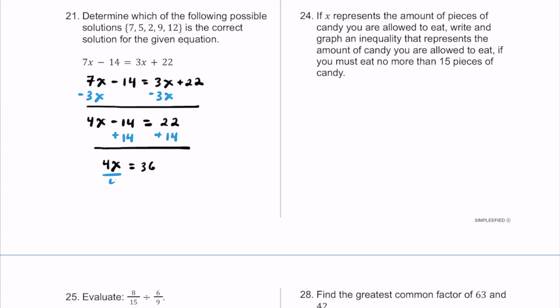Finally, we can use the division property of equality and divide both sides by 4. We're going to get 1x, or just x, and that's equal to 9. So if we're looking for which one of these solutions is the true one, looks like this 7, 5, 2, and 12 aren't going to work, but if you were trying them all, this 9 would work. So that's the solution. Here's 22.